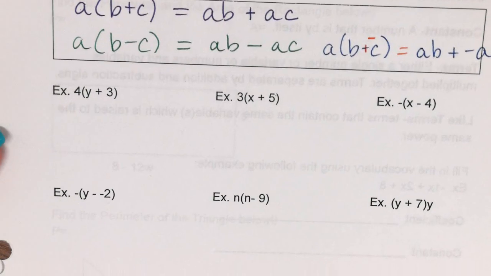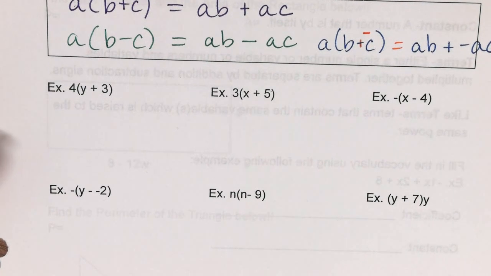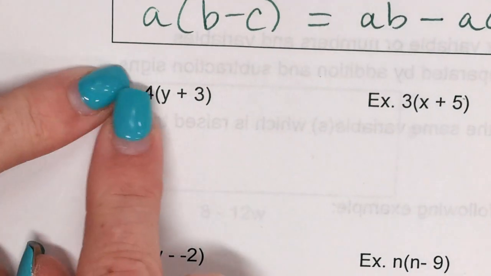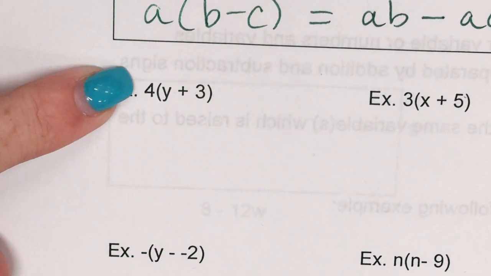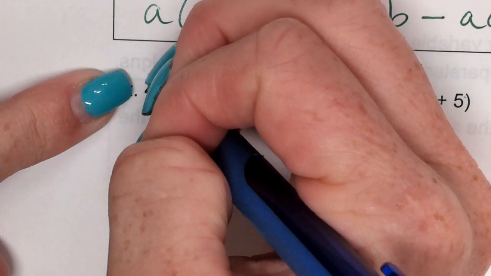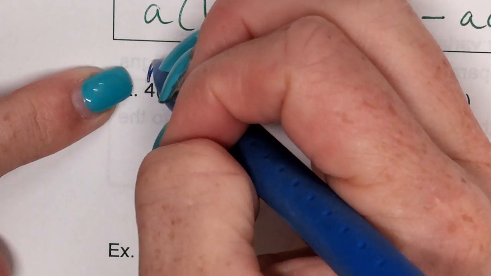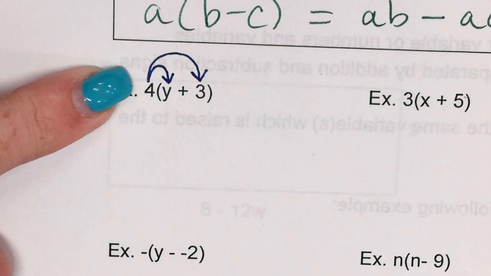So we're not going to solve anything today. We are just going to simplify the expression by using distributive property. Okay? So you're not going to have an answer like 10. You're going to have an expression that is simplified. All right, let's look at the first example. What are we going to distribute? 4. 4 needs to be distributed to everything in parentheses. So I'm going to draw arrows and say, hey, 4 needs to be multiplied by y, and 4 needs to be multiplied by 3.